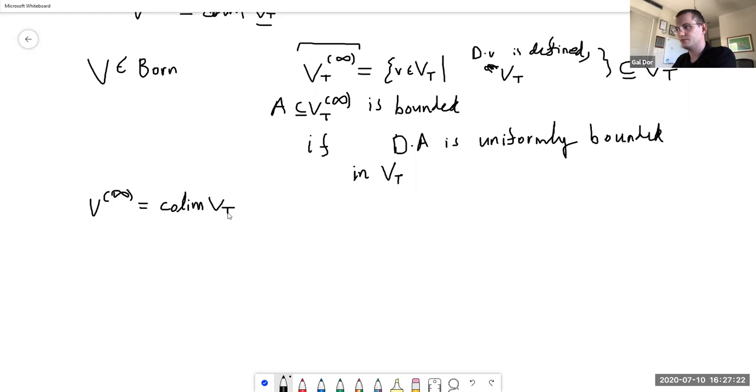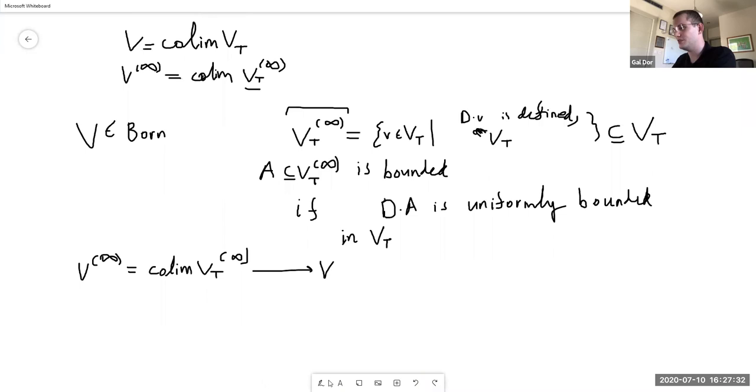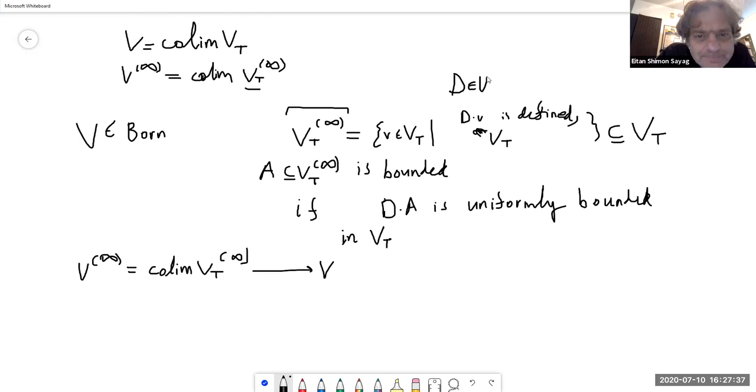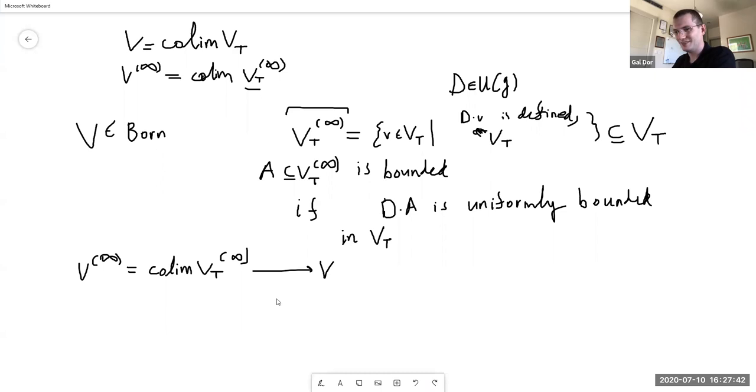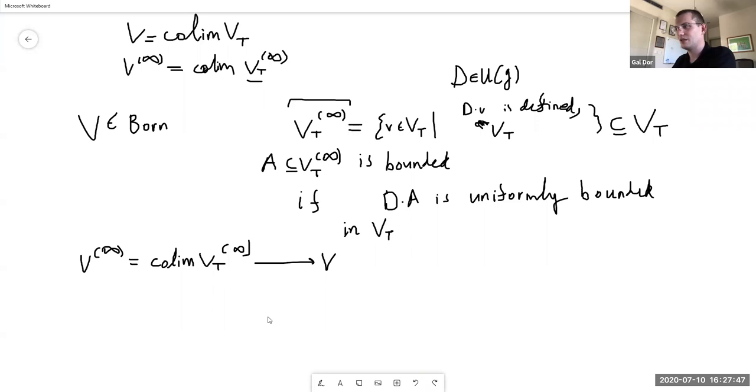Did you say what D is? D goes over the elements of the universal enveloping algebra of G. Ah, okay, I missed it, I'm sorry. I said differential operator, but I probably meant to say this. So this is called the Gårding space.